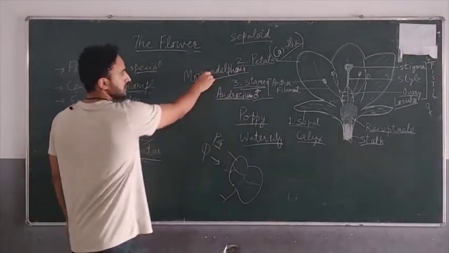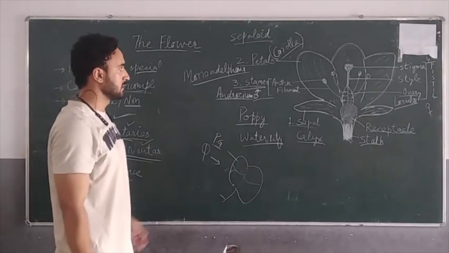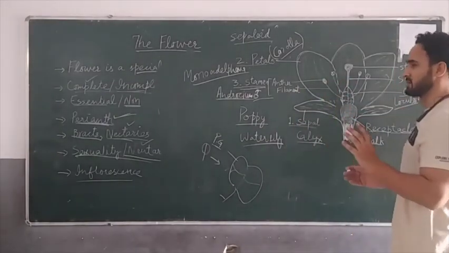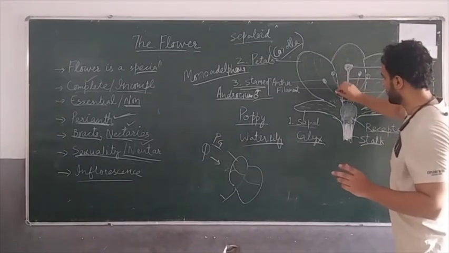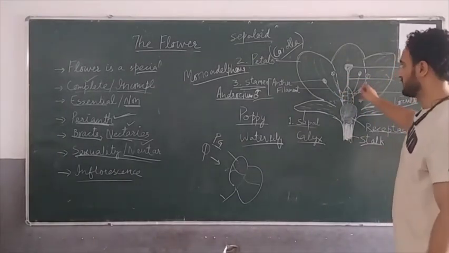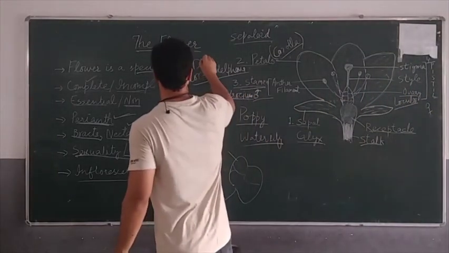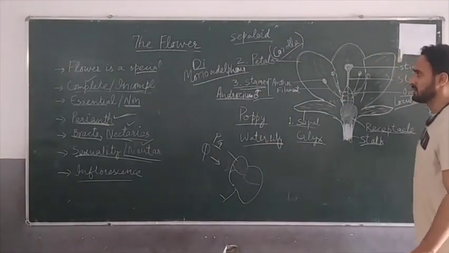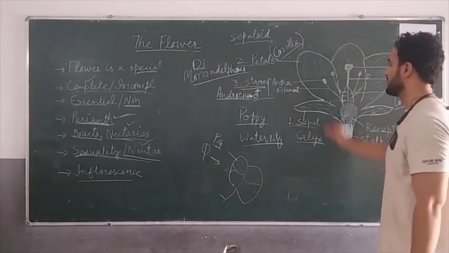Monoadelphous is a condition in which the stamens are joined by their filaments. Now sometimes there are two clusters of stamens joined by their filaments. Suppose this is one cluster and the filaments are joined here, and this is the second cluster. That condition we call diadelphous. Similarly, triadelphous and other conditions may also be present in the case of the stamen.